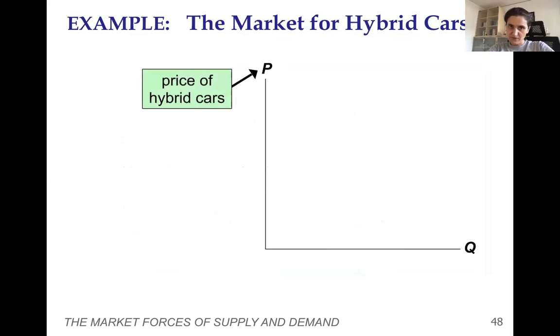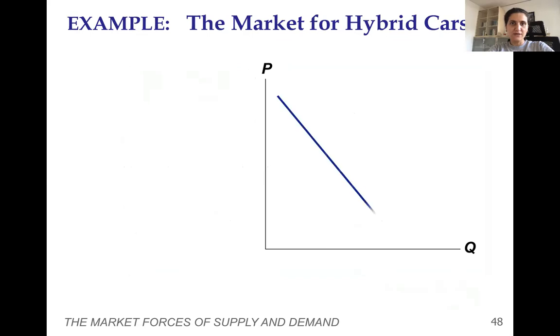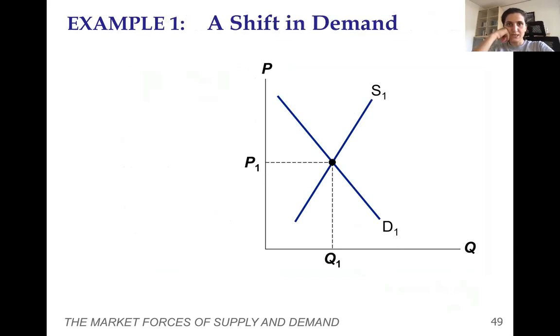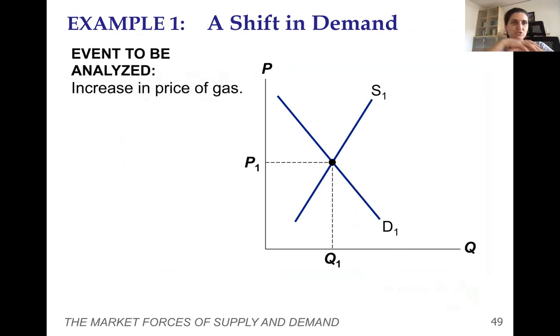So this is the price of hybrid cars. This is the quantity of hybrid cars. This is the demand. This is the supply. This is the equilibrium price and quantity, the point where they intersect. So suppose there's a shift in demand. The event to be analyzed: an increase in the price of gas. If there's an increase in the price of gas, what will happen?